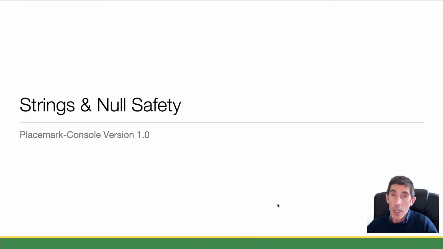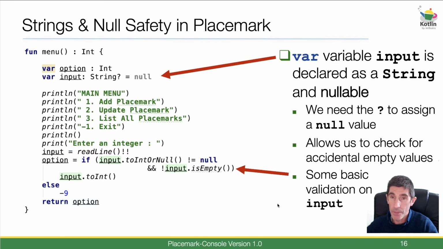So a little bit about strings and null safety within this first version of our application. We kind of touched on it already, but just to look at it in a little bit more detail, here we have a var input explicitly saying it's of type string, but we're using the question mark to signify that it can hold a null value, and we're actually giving it a null value initially also. So if our variable input is declared as a string and it's nullable, so we can hold a null value, we need that question mark to assign a null value.